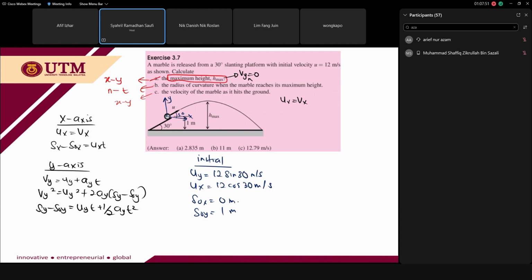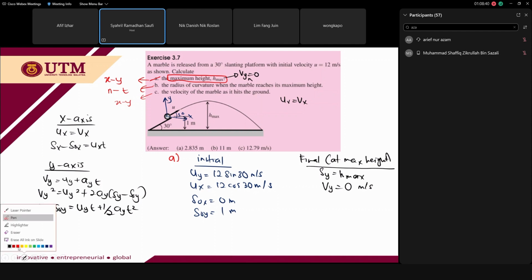So what else do you have? This one is for question A. So the final is at maximum height, which is just sy equal to H max. And at maximum height, vy is equal to 0. So this is the information that you have for question A. Then you can directly use the y-axis equation to determine the maximum height, because maximum height, or distance, is related to displacement.